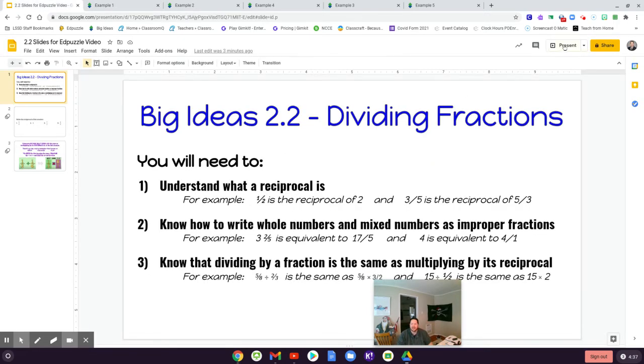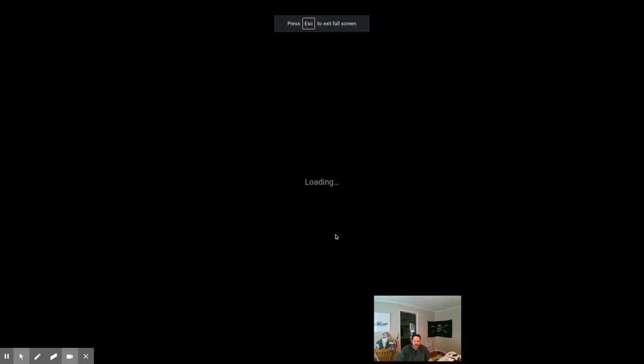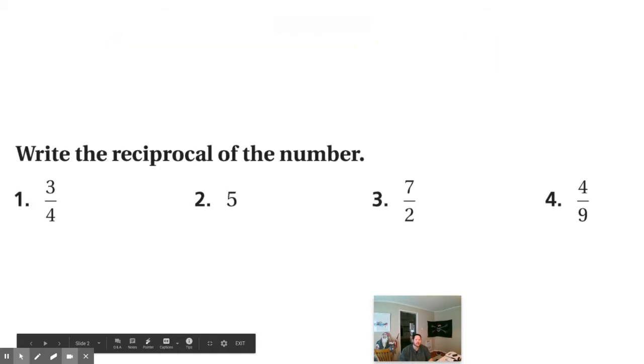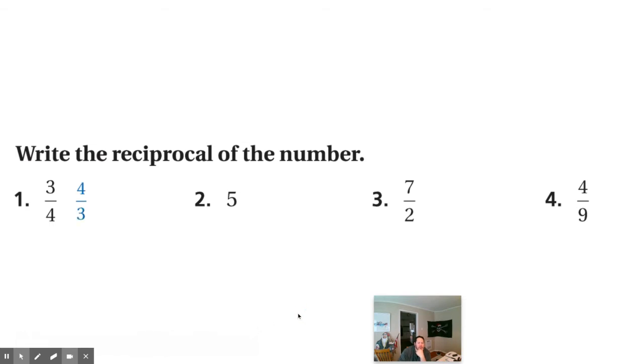We've covered reciprocals. You're going to practice it just a tiny little bit with some little reciprocal problems. So the first one, what is the reciprocal of 3/4? Boom, 4/3. Hopefully you got that. What's the reciprocal of 5? If you said 1/5, you're right.